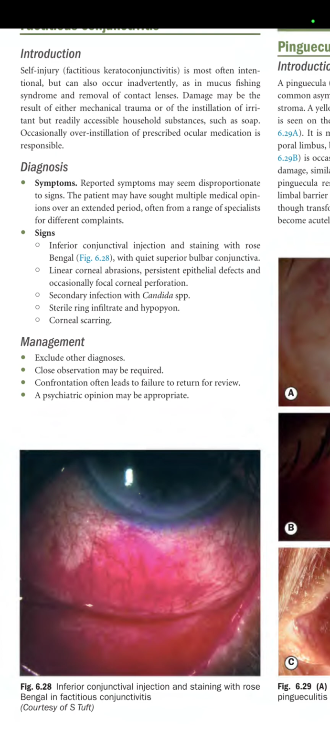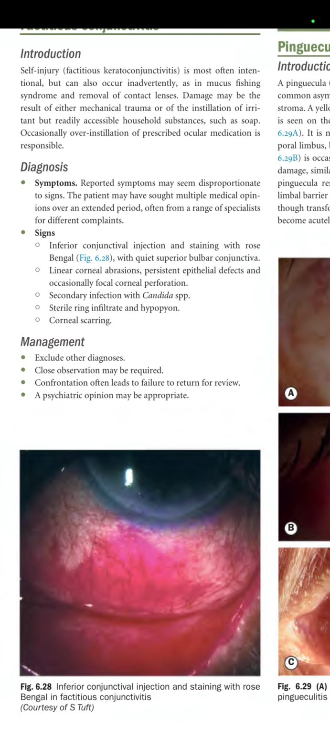Diagnosis: reported symptoms may seem disproportionate to signs. The patient may have sought multiple medical opinions over an extended period, often from a range of specialists for different complaints. So the patient does not have one single complaint, but can have multiple complaints, and may have gone through various specialists to get an opinion. But in this case, you must rule out that the patient is self-injuring his or her conjunctiva.